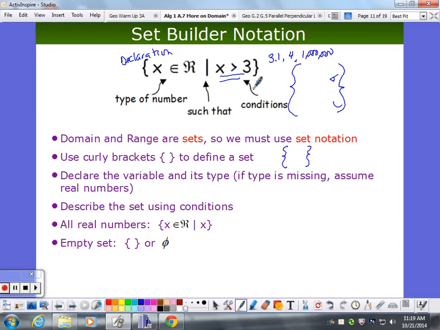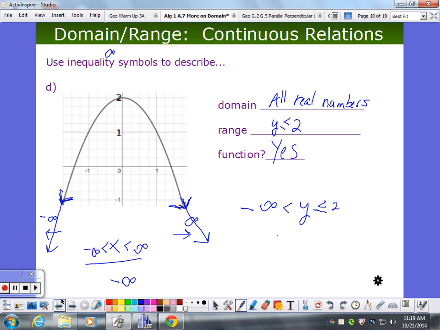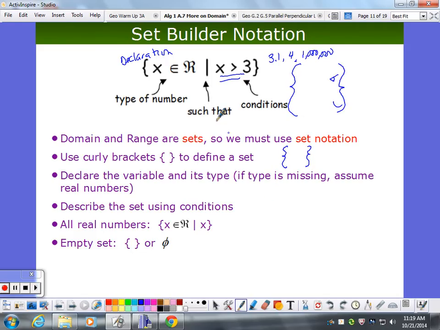So the things that we have to be careful of: what if I want all the real numbers? Like for this one, all the real numbers are my domain. What's the condition for that? You say, well, x is a real number such that x is in the set. You just say x. Think about that. When do I include the real numbers here? All the time. What numbers do I include here? Only the ones bigger than 3.